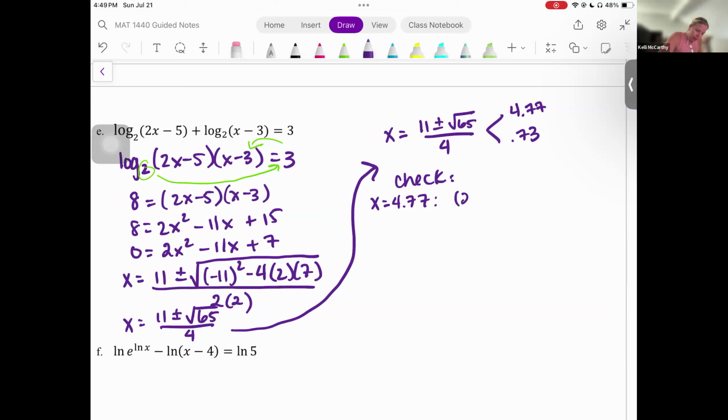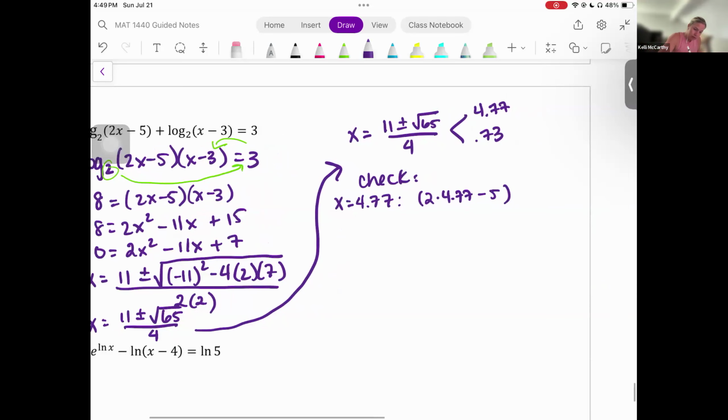So we've got 2 times 4.77 minus 5. I need to verify that that's greater than 0. 2 times 4.77 is going to be more than 8, so that's going to be positive. I also need to check that 4.77 minus 3 is positive, and both of those are positive. So I know that the solution 4.77 works.